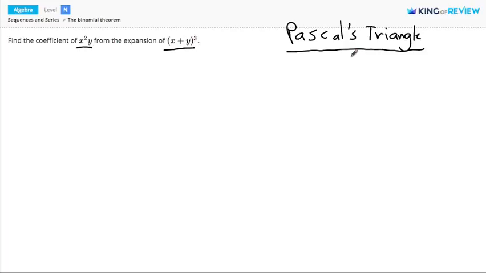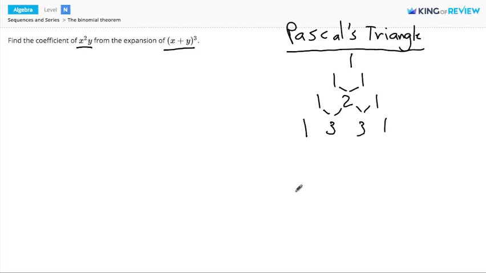It has a 1 on top, and then 2 1s after that. And then for each following line, we start with a 1 and end with a 1, but for any middle terms, we add the 2 numbers above. So for this middle term, we do 1 plus 1, which is 2. You can see these numbers forming a triangle. For the next line, we start with a 1 and end with a 1, but now we have 2 middle terms. We have 1 plus 2, which is 3, and then 2 plus 1, which is also 3.